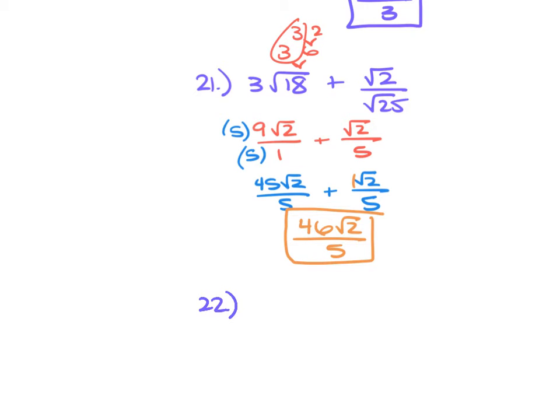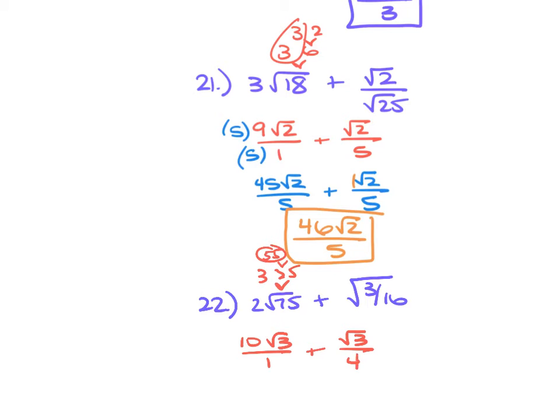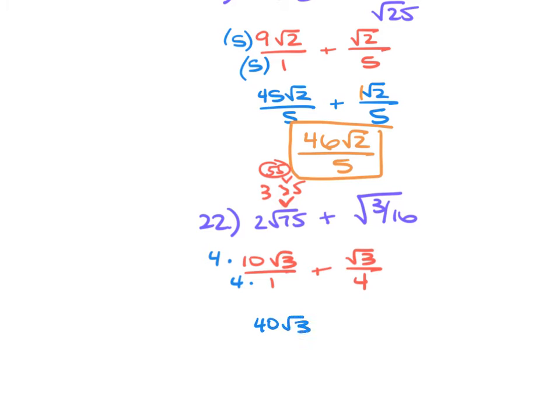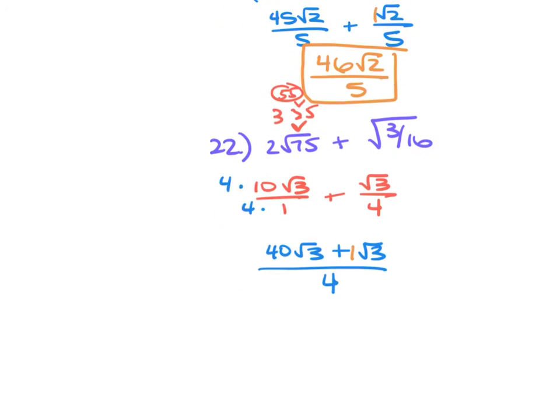For 22, we have 2 square root 75 plus the square root of 3 over 16. So the 75 is 3 and 25. The 25 is 5 and 5. So we're going to have 10 square root 3 over 1 plus the square root of 3 over 4. Multiply top and bottom of that first fraction by 4. So 40 square root 3 plus the square root of 3 all over 4. Add the 40 and the 1. It's going to be 41 square root 3 over 4.